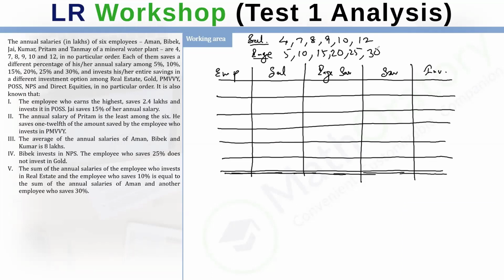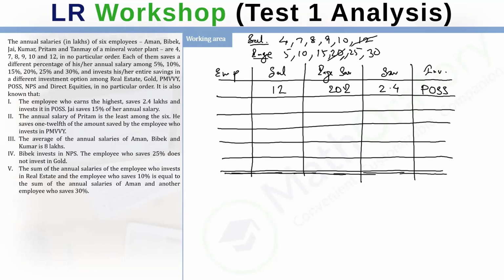First point is saying the employee who earns the highest. So highest is 12 lakh, is saving 2.4. So that is 20%. So this is 20, and is investing in POSS. Okay. So 12 is gone and this 20% is gone.